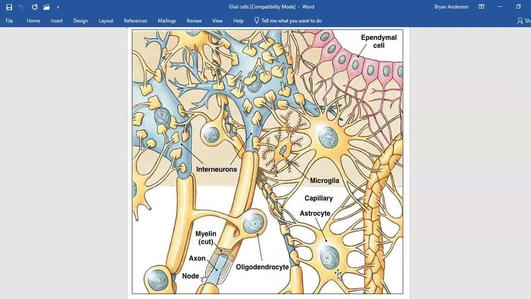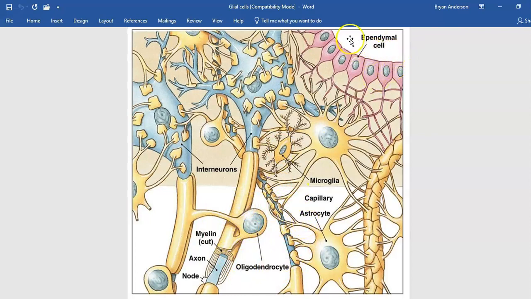I will put this image on Moodle because it's not in your textbook, but it's a really good one, and so I wanted to put it here for you. Just to give you some perspective on what's going on here, this area right here would be considered gray matter in your brain and spinal cord. This area here would be considered white matter. We'll talk about why the difference in a second.